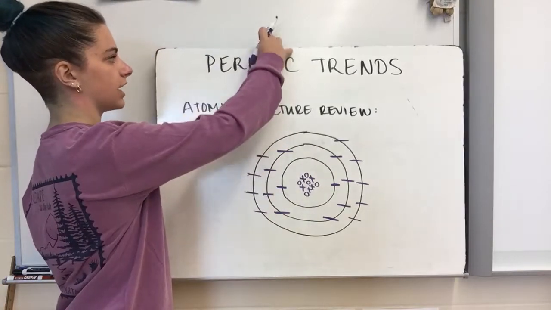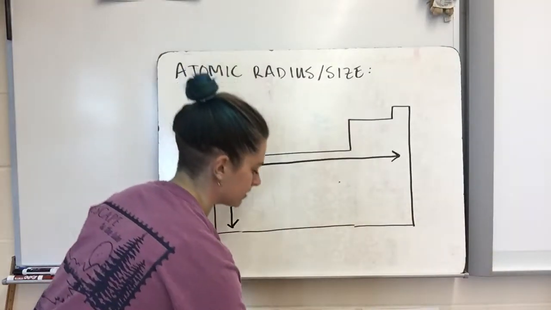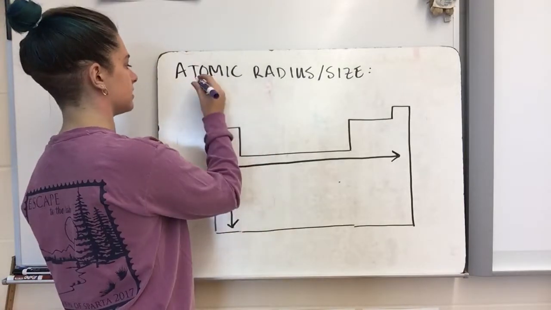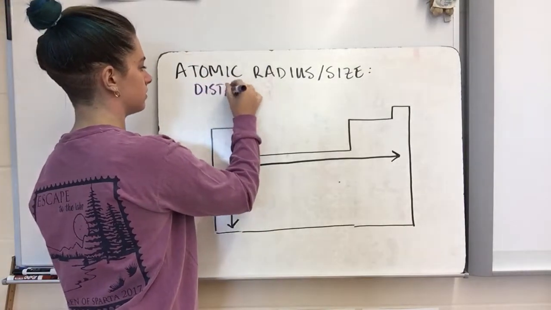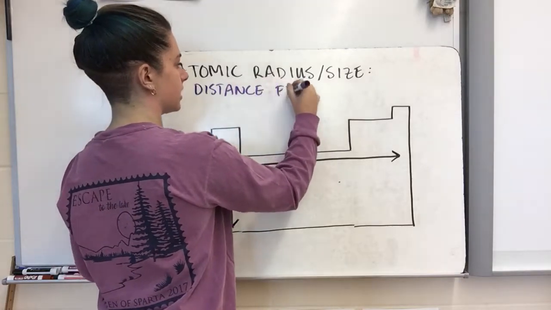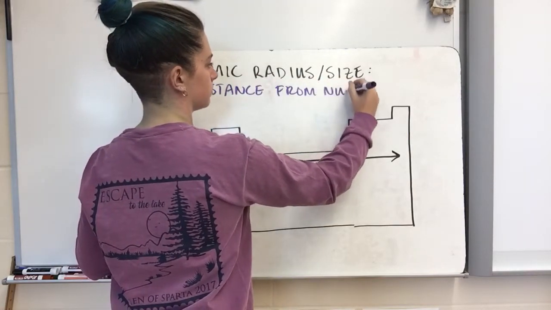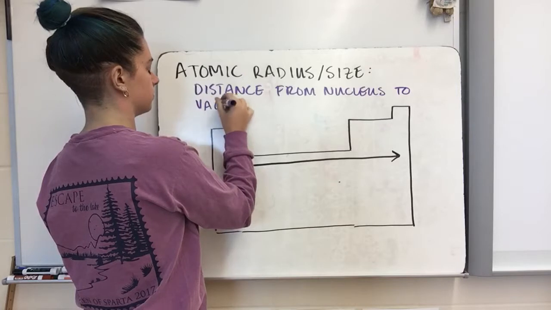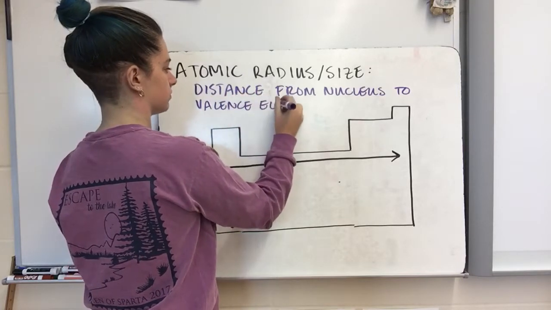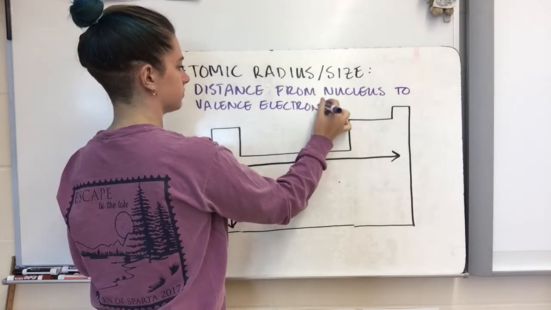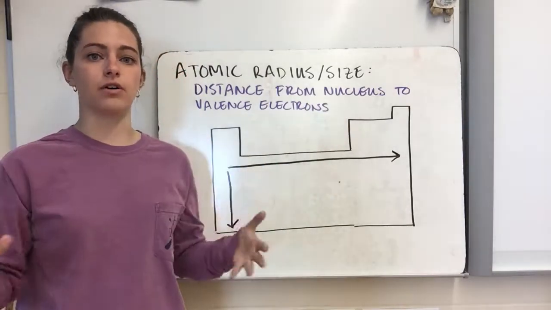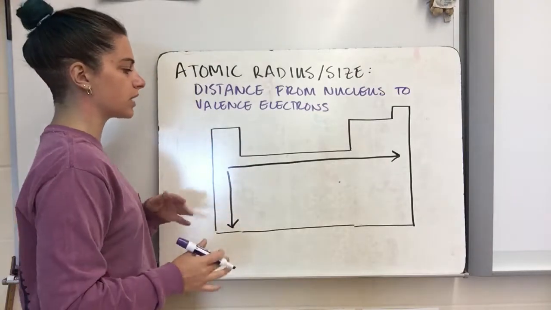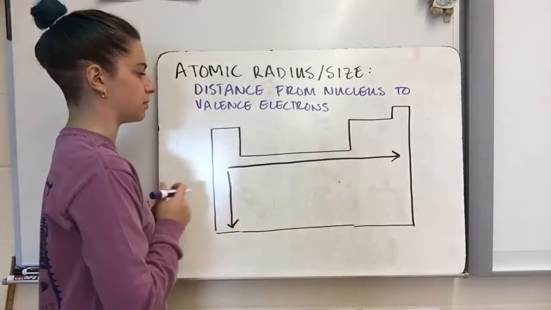So the first trend that we're going to look at is atomic radius or atomic size. And just a quick definition, atomic radius is the distance from the nucleus to the valence electrons. And remember, our valence electrons are our outermost electrons. So this is the distance from the middle to the outside of an atom. The first trend we're going to look at is going from left to right across the periodic table.